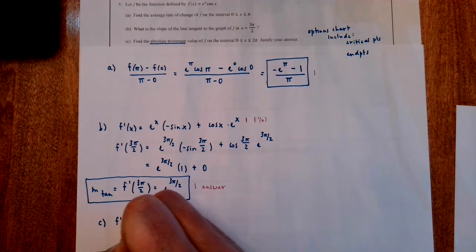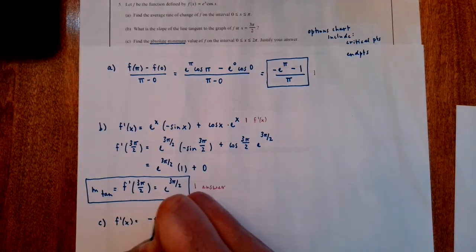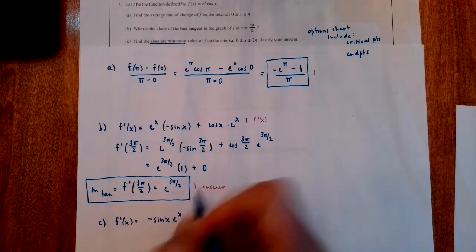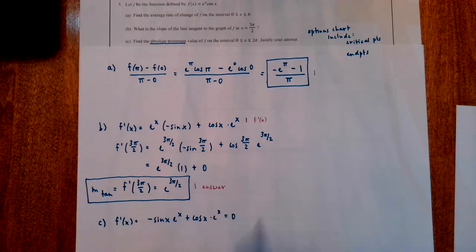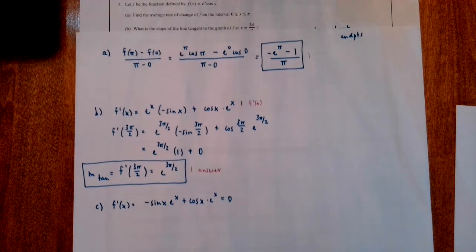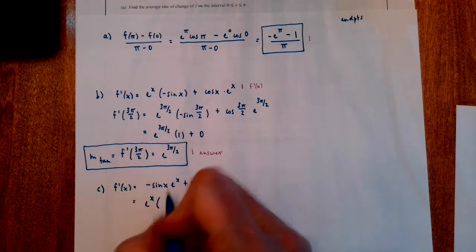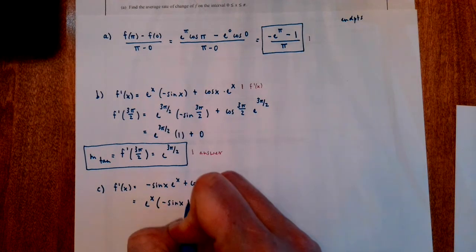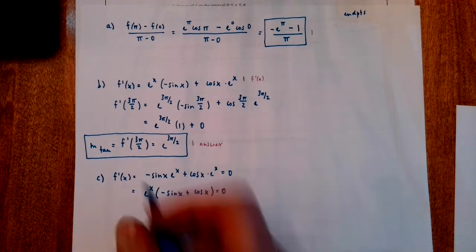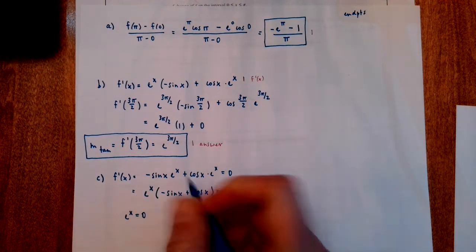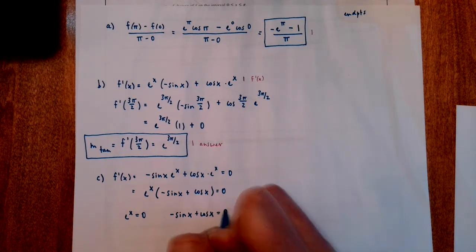that's f prime of x equals, I'm just going to write this as negative sine of x times e to the x, and then plus cosine of x times e to the x. And I know critical points are where that's equal to 0. So I'm going to factor out an e to the x, and then I've got negative sine of x plus cosine of x equals 0. So I have to consider where e to the x equals 0 and where negative sine of x plus cosine of x is equal to 0.